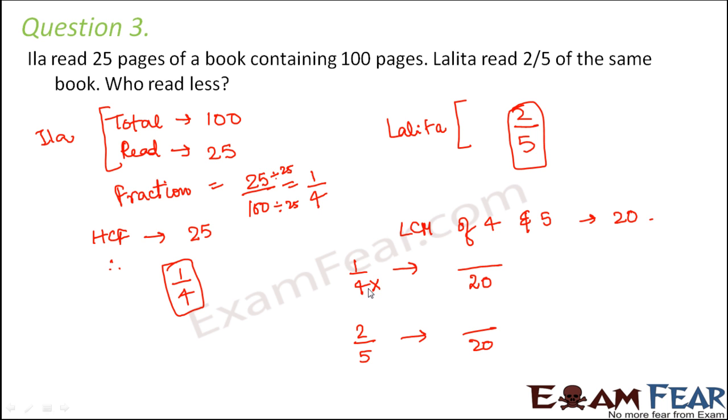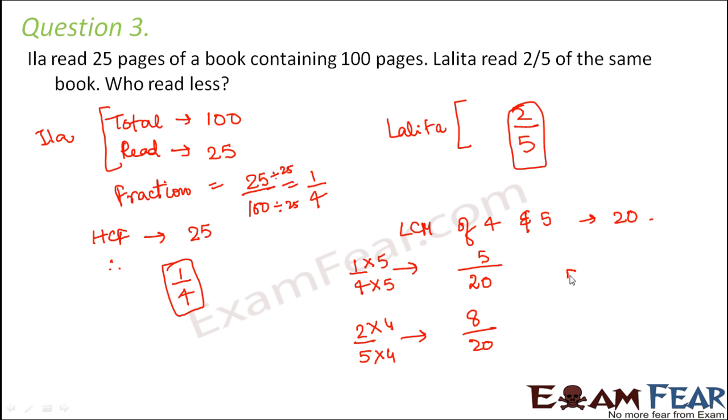So what is that number which you need to multiply 4 by so that you get 20? You multiply it by 5. So you multiply the numerator also by 5. So you get 5 by 20. Similarly, what is that number which you multiply by 5 to get 20? That is 4. So you multiply the numerator also by 4. So it becomes 8 by 20.